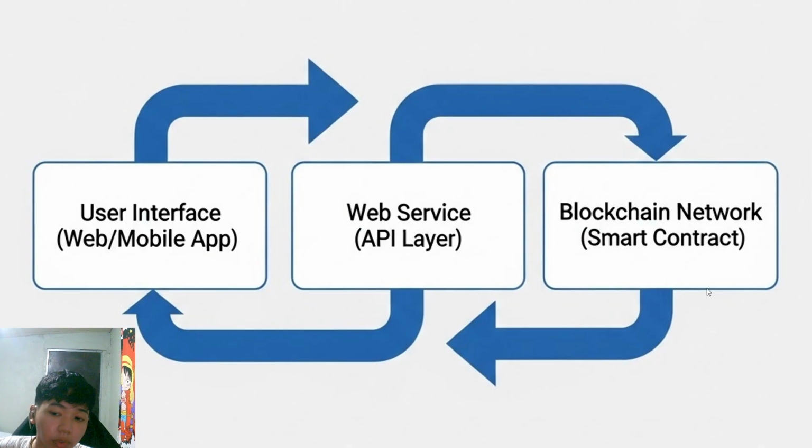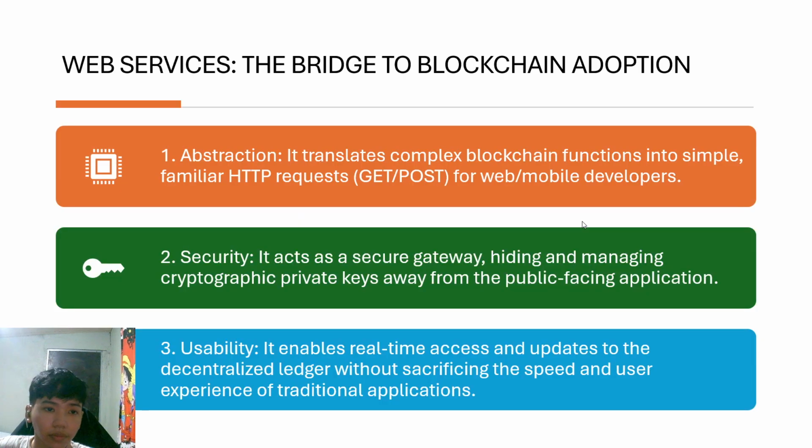Now the web service cleans up this raw data and sends the final user-friendly result back to the application to be displayed. So in short, the web service layer makes the decentralized, cryptographic, and complex blockchain accessible, fast, and secure for everyday web and mobile users. So, web service, the bridge to blockchain adoption. Number one is abstraction, number two is security, number three is usability.